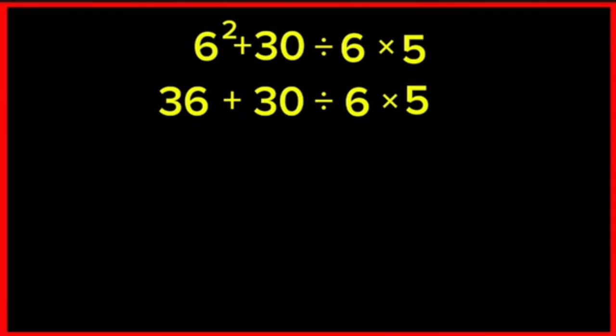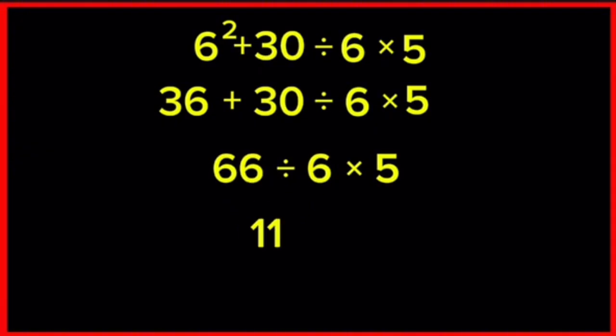Because of that, they rewrite the equation as 66 divided by 6 multiplied by 5. Then they divide 66 by 6, obtaining 11, and finally multiply 11 by 5 to get 55. Although this solution may seem convincing at first glance, the answer is actually incorrect.